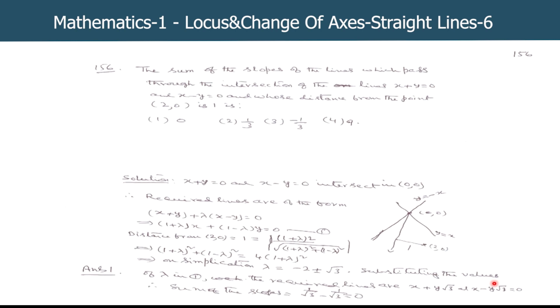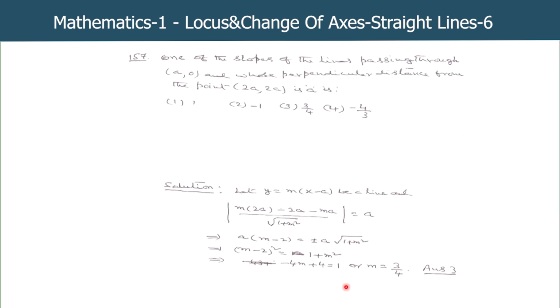Therefore, the sum of the slopes is, the slope for one line is minus 1 by root 3 and the other is plus 1 by root 3. So, the sum of the slopes is equal to 0, which is option number 1.